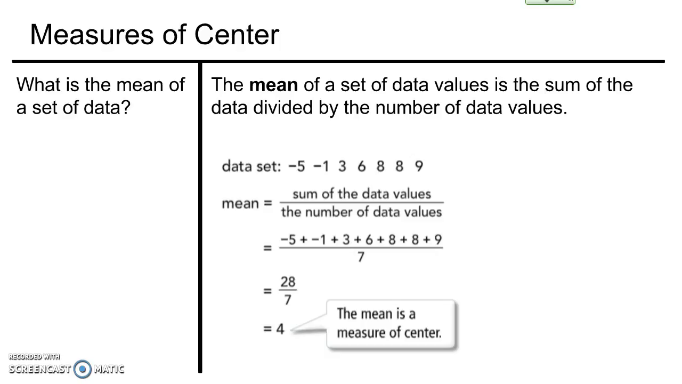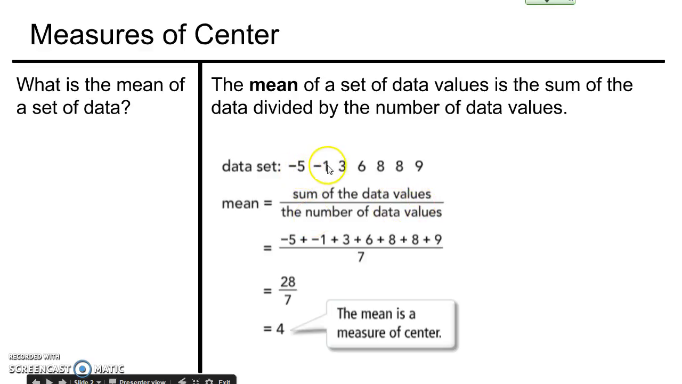What is the mean of a set of data? It is the sum of the data values divided by the number of data values. So you're going to take your calculator and add up all the numbers in your data set. The sum means we're adding. You can see here they've added up all the numbers, and they got 28. Then we are going to divide, that's why it's written as a fraction, because it's division. We're going to divide by how many numbers are in our data set.